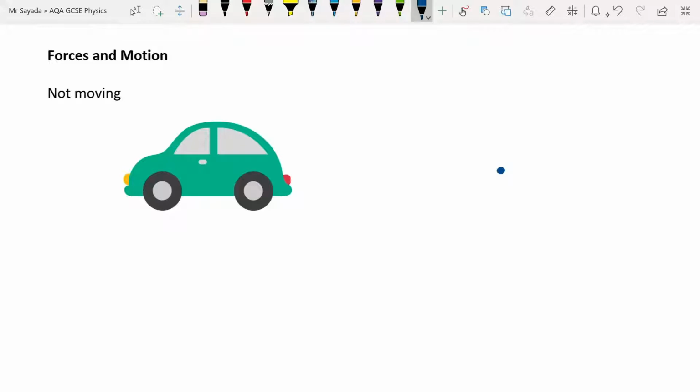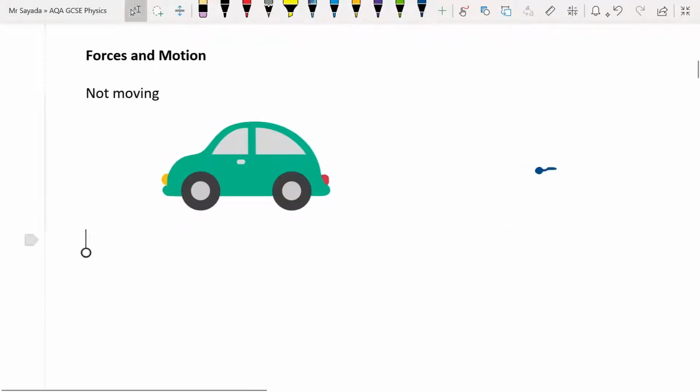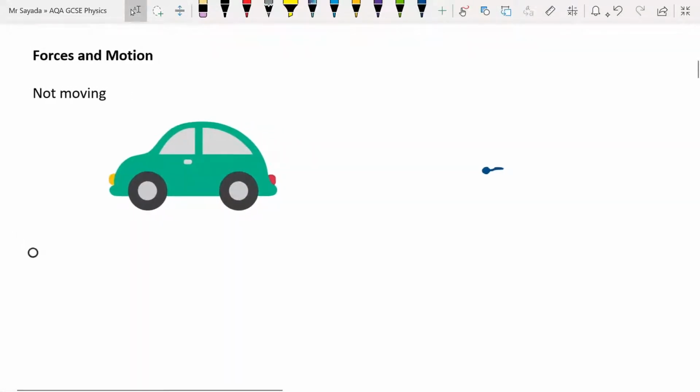You should have now drawn a force diagram for not moving. Now, often people struggle with this because they think if something's not moving, then there won't be any forces acting at all. Well, it's true that there might not be any forces acting at all. There might be just no forces acting at all, but there might be forces. And if there are forces acting on it and it's not moving, those forces must be equal and opposite. So they must be in opposite directions and equal.